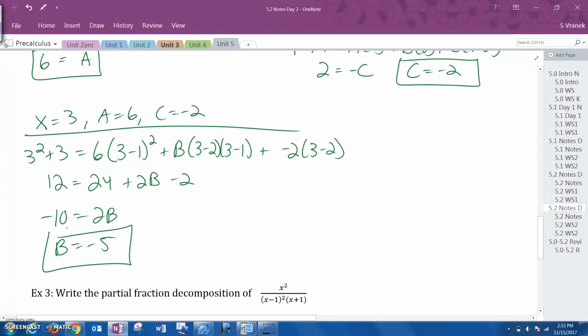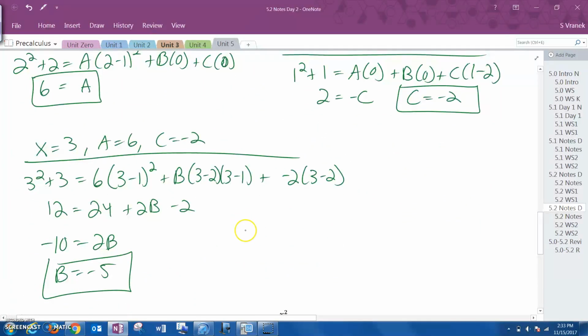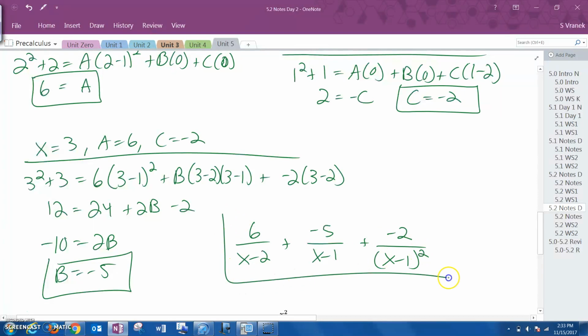Now I have all three of my pieces. I can write my fraction decomposed. So I can say a is equal to 6 over x minus 2 plus b, which is -5 over x minus 1 plus c, which is -2 over x minus 1 quantity squared. And that's where we're going to leave it for today.